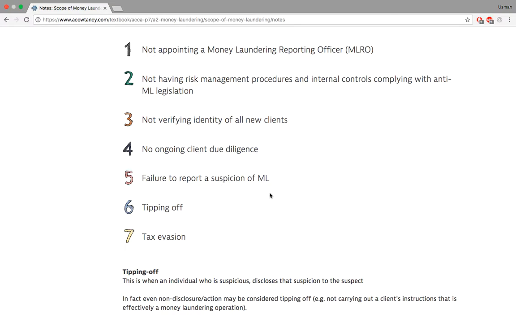Failure to report a suspicion of money laundering. If you have a suspicion of a person money laundering, you need to report it, maybe to the government, maybe to your senior. But don't go and say, hey, I know what you're trying to do, mate, with an eyebrow up. No, you're not in a movie.